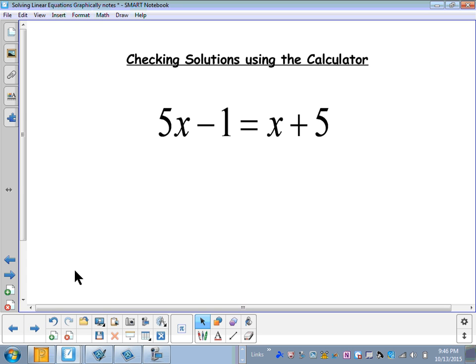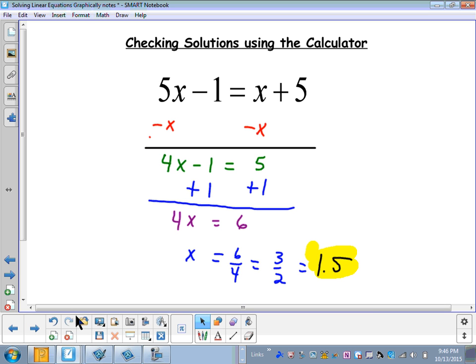So let's check some solutions using the graphing calculator. At this point, just watch and listen so you can get an overview of what we'll do. We have the equation 5x minus 1 is equal to x plus 5. First, you solve an equation algebraically. x is equal to 3/2. In this instance, I'll convert it to a decimal so I can easily compare it to the calculator.